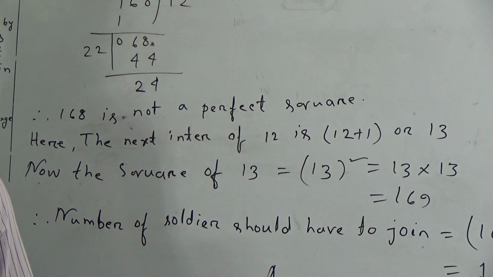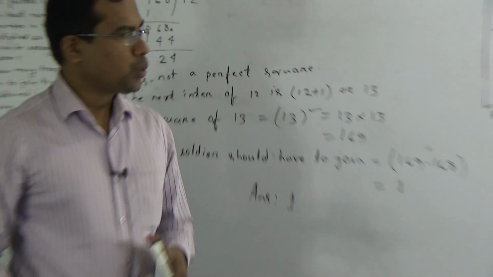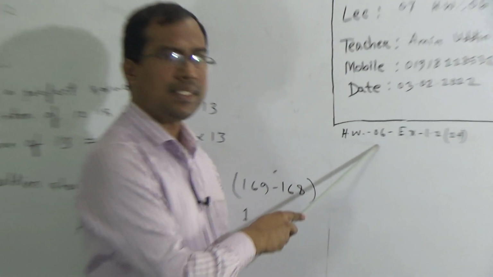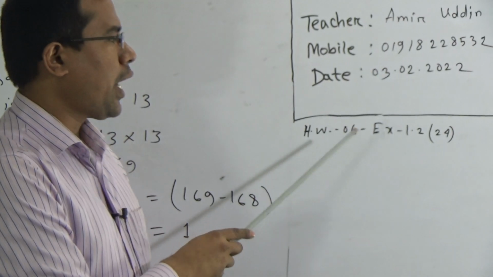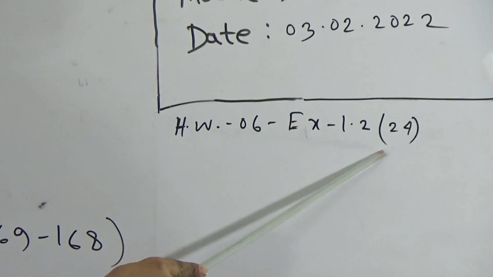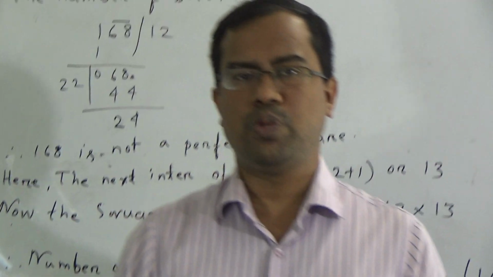Dear students, we have finished our today's class. I hope you have understood today's class. Now I am giving you today's SW. Our today's SW is number 6 SW, and the topic of today's SW is exercise 1.2 question number 24. That means our today's CW is your HW also.